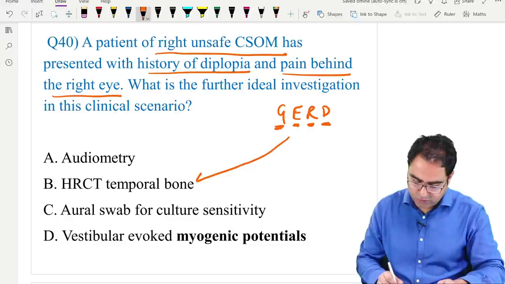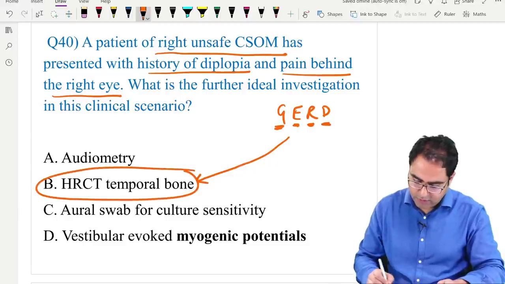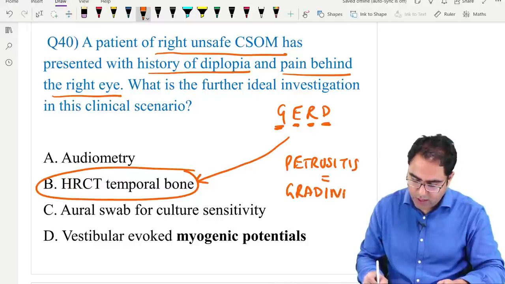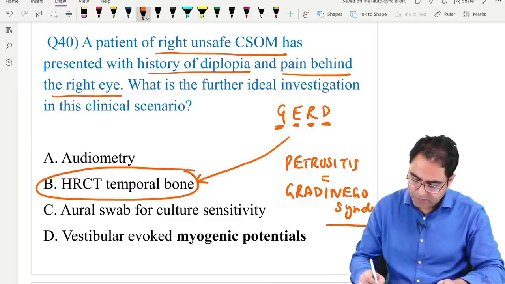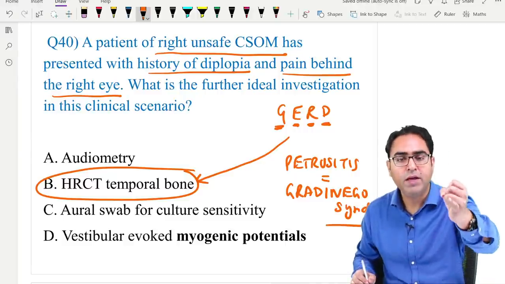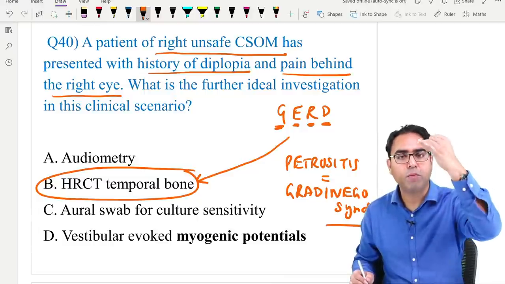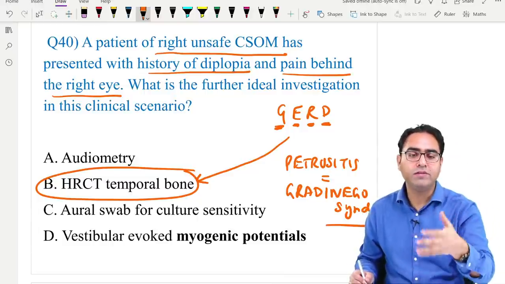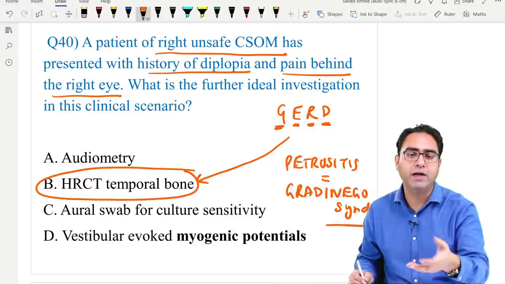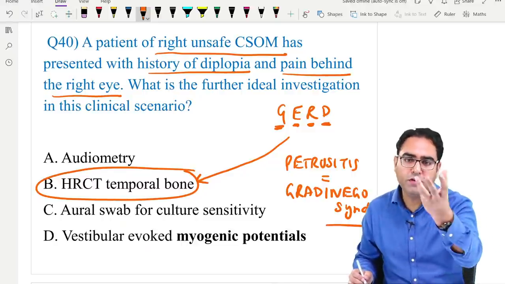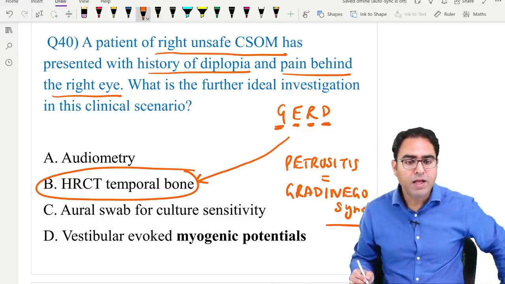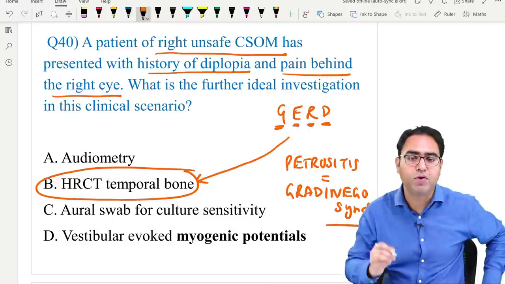So, you will be doing HRCT temporal bone. This is a case of petrositis, more commonly called Gradenigo syndrome. If you remember, Gradenigo syndrome as GERD: G for Gradenigo syndrome, E for ear discharge, R for retroorbital pain, D for diplopia. Only thing is, here they write pain behind the right eye, diplopia. So please understand, this much difference will be there in the exam. So, the answer to this question is HRCT temporal bone.